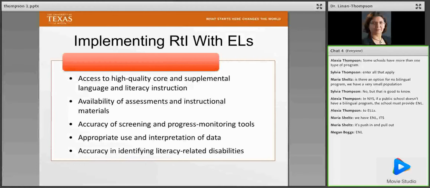The availability of assessments and instructional materials. We've talked about assessments quite a bit, but the instructional materials is the second part of it, right? So again, do teachers have enough materials? One of the things that we've seen a lot in core instruction is that there aren't parallel materials for bilingual students as there are in English.